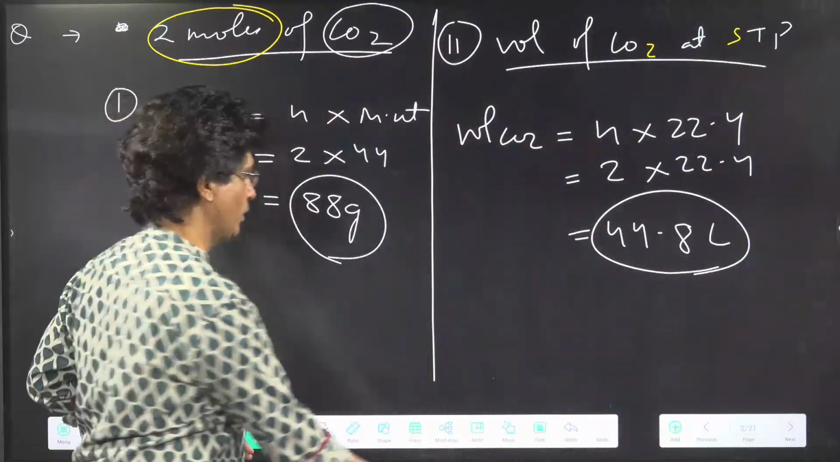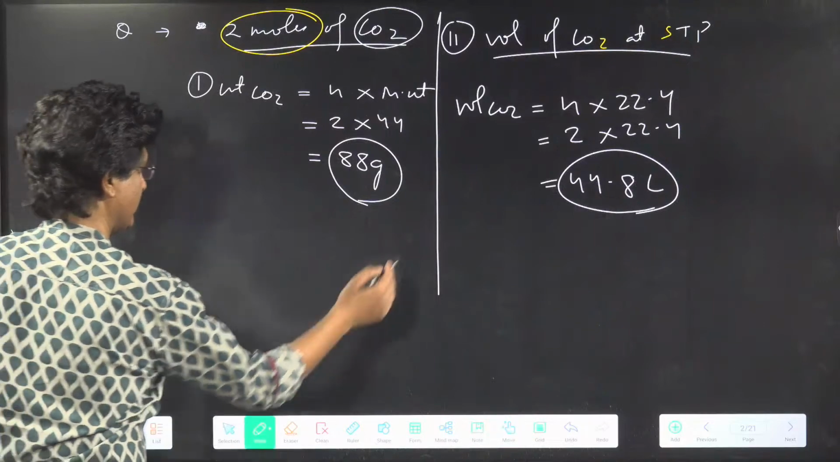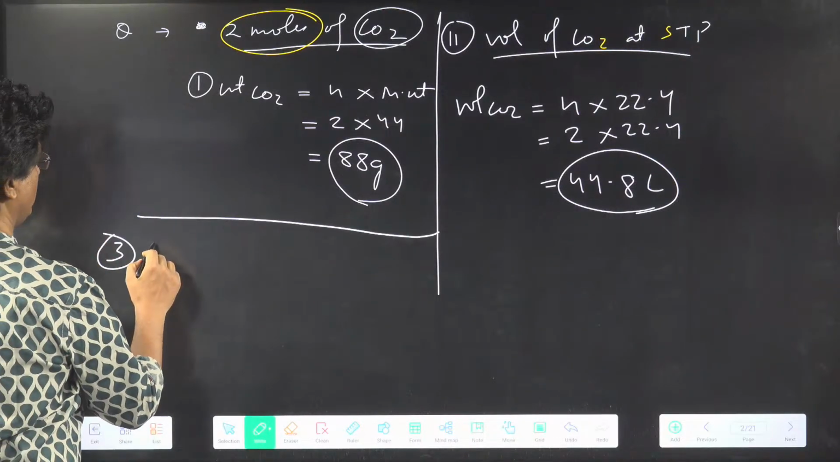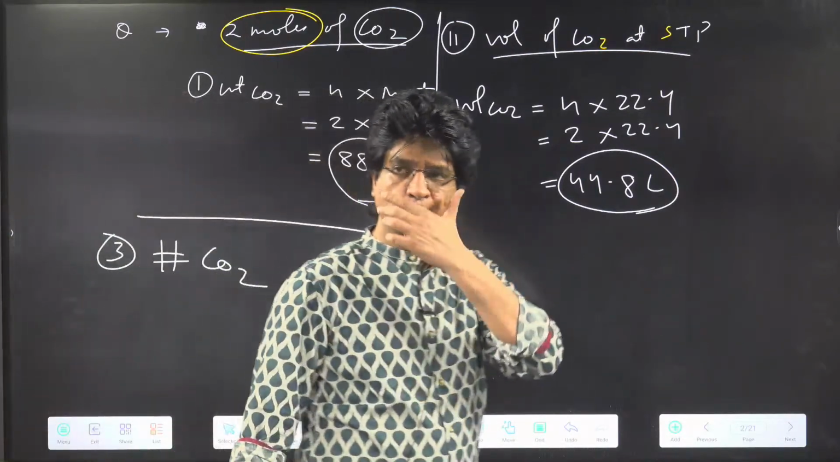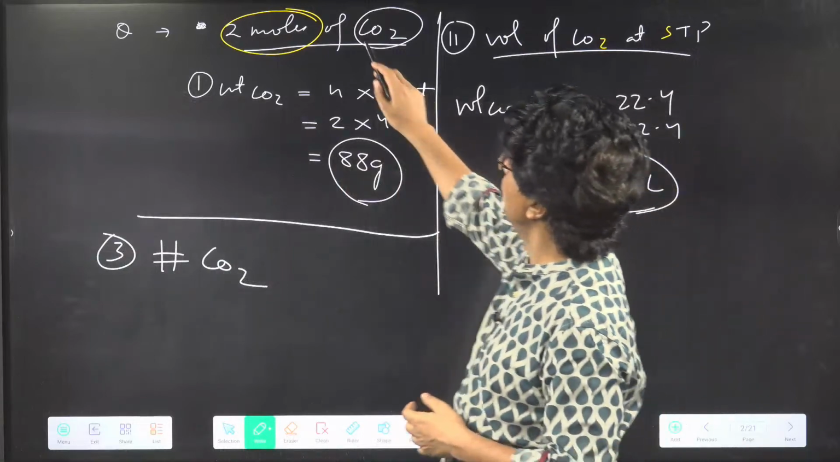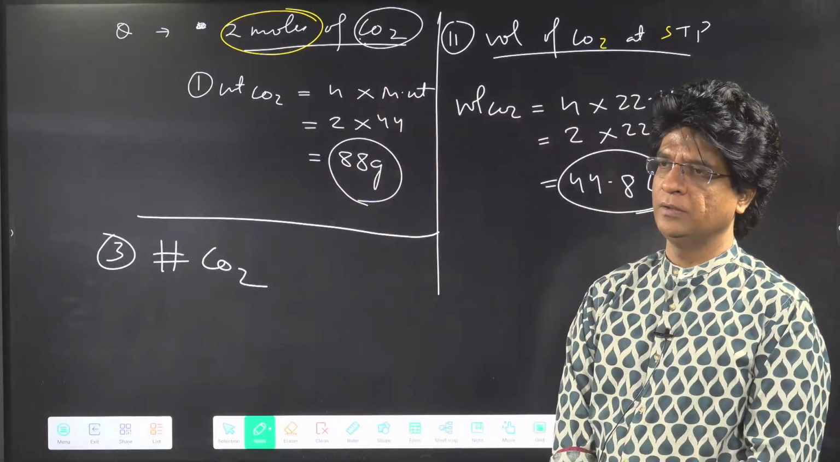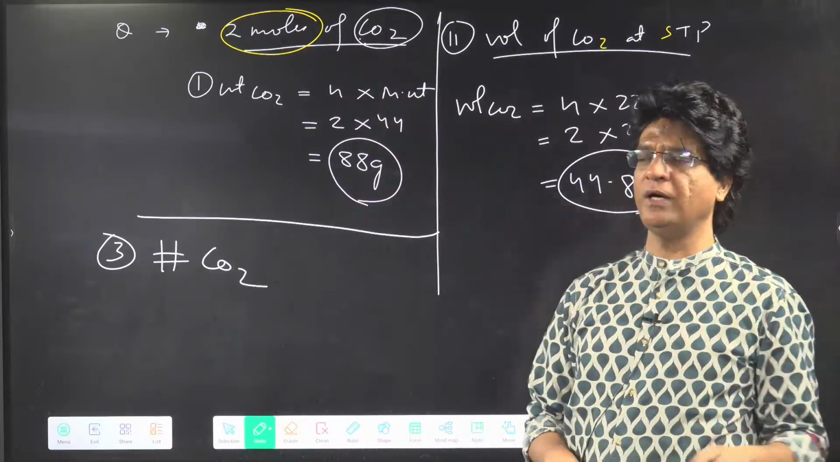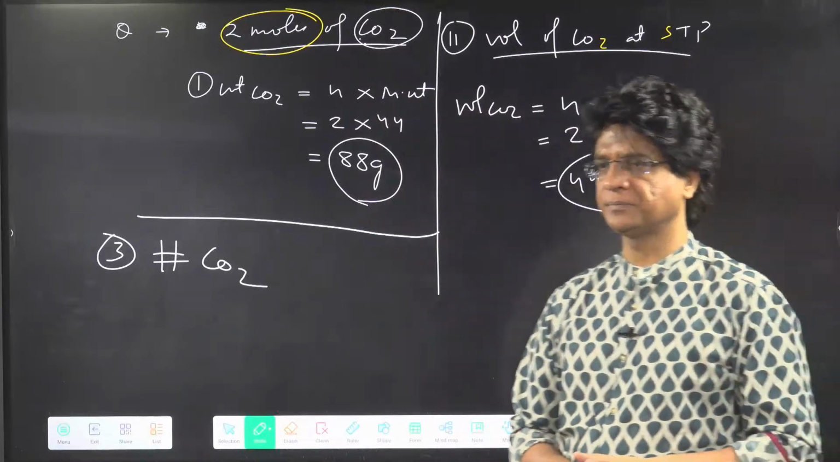Great. Okay, over here there's one more extension, and the last part is to find out the third one, and that is what? Number of molecules of CO2. Number of molecules of CO2 in 2 moles of CO2. You can give me the answer in terms of Na, Avogadro number. It'll be fine.